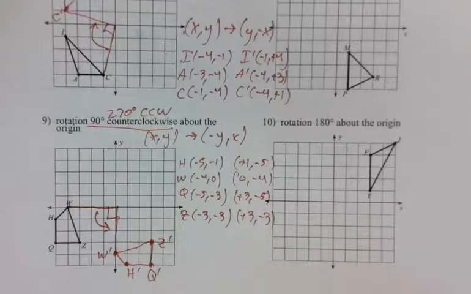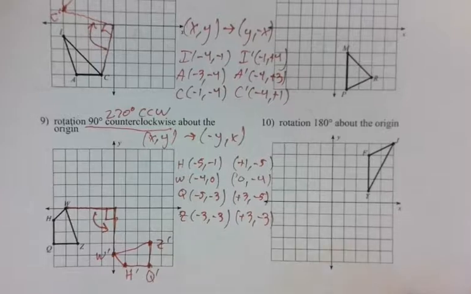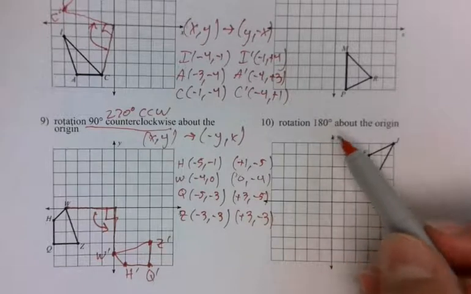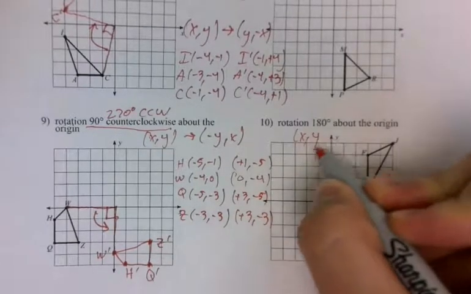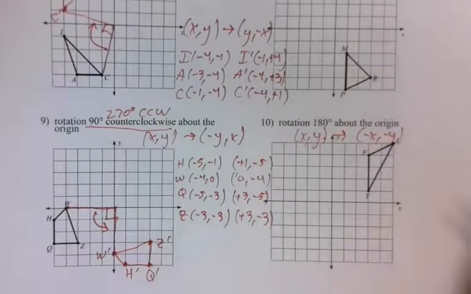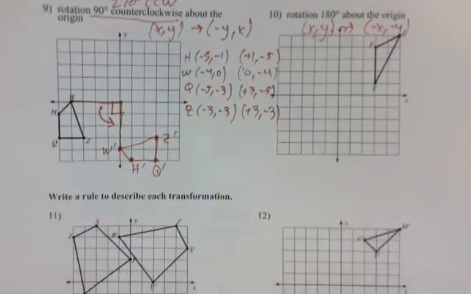Now the last one I'm going to do is number 10, and I'm going to try to do this quickly. The bell may ring, so if you hear a loud ring, that's what that is. But 180 to me is the easier of the three, because the rule here is that xy becomes negative x, negative y. And all that means is, whatever the point is, change both of their signs. So let's write this out. I'm going to write them out down here.